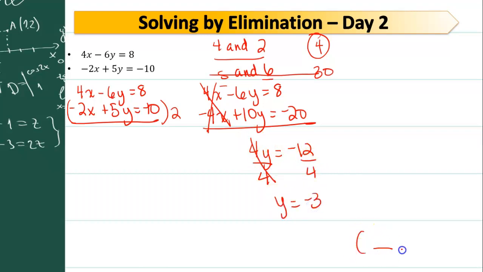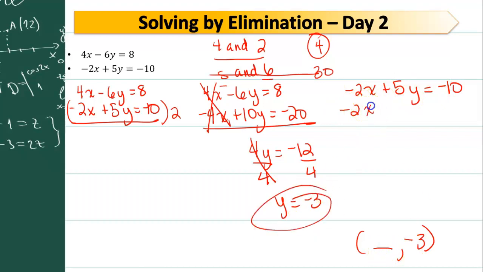But remember, this is supposed to be a coordinate pair. I have the y, I need the x. I can use either one of these equations. I think I'm going to use that bottom one because, be careful, we're not substituting in for the x. We found the y, so the x has to stay. The y turns to a -3. So now we have -2x minus 15 equals -10.